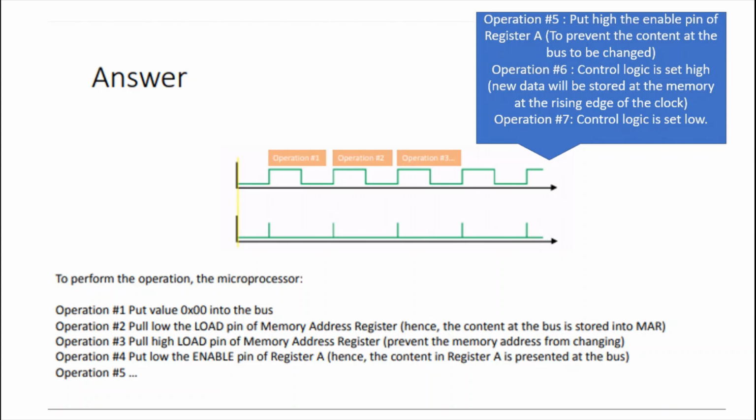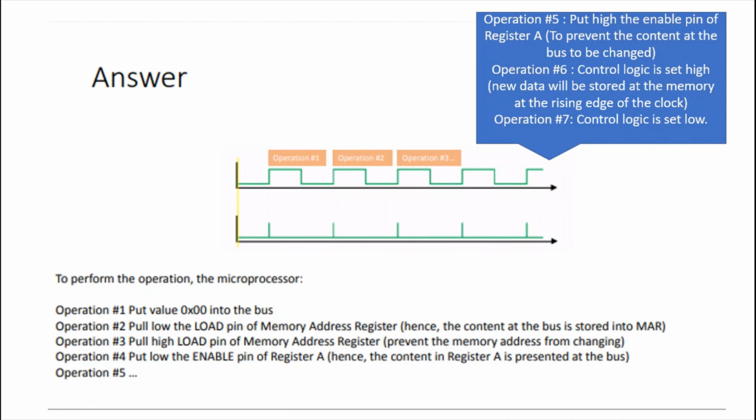7 operations need to be done. The first operation is to put the value 0x00 into the bus, and operation 2 is that the load pin is pulled low so that the content of the bus is stored into the memory address register. For operation 3, the load pin is pulled high to prevent the memory address from changing. Operation 4 is that the enable pin will be pulled low. Hence, the content in register A will be presented on the bus. For operation 5, the enable pin will be pulled high again to prevent the content of the bus from being changed.